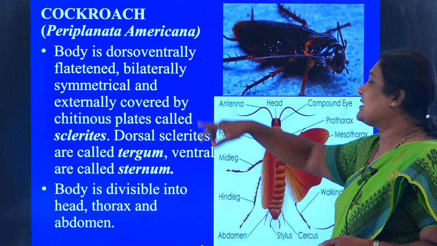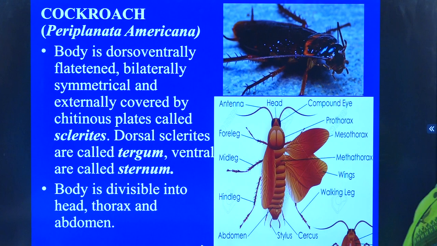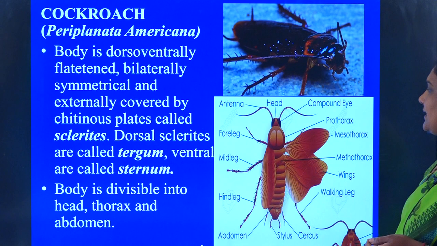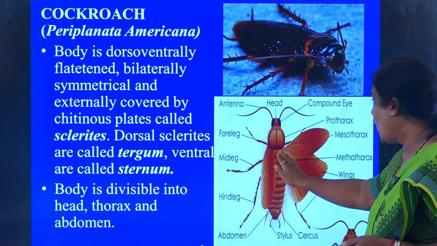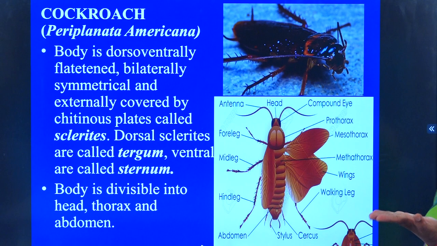Then, it's bilaterally symmetrical. Externally, looking at the outer side, it's covered by the chitinous plate. Are you seeing the chitinous plate? Each individual chitinous plate will be called the sclerite. Totally, the dorsal sclerites, they are called the tergum. Ventral sclerites, they are said to be the sternum.